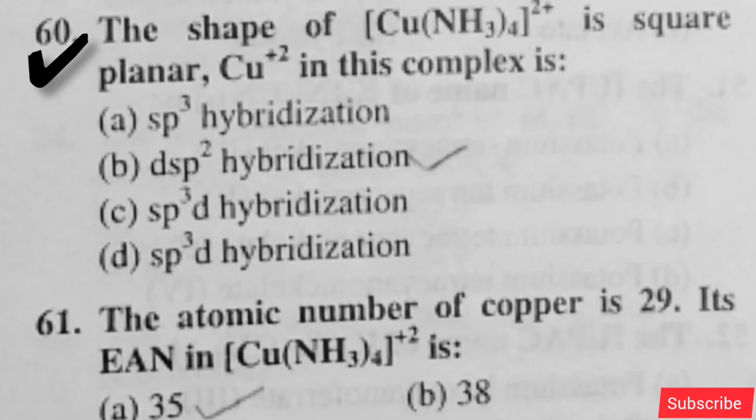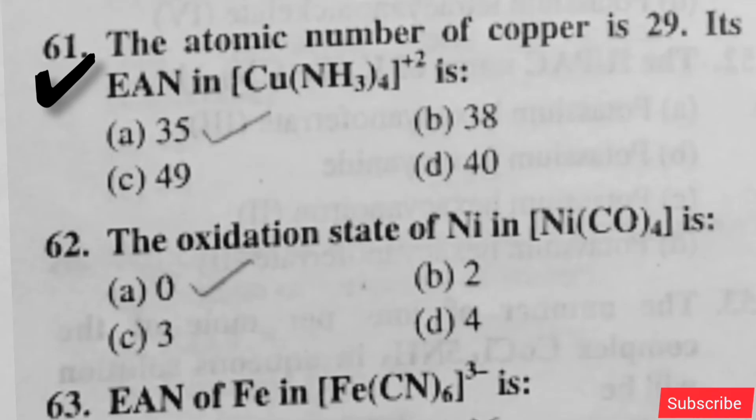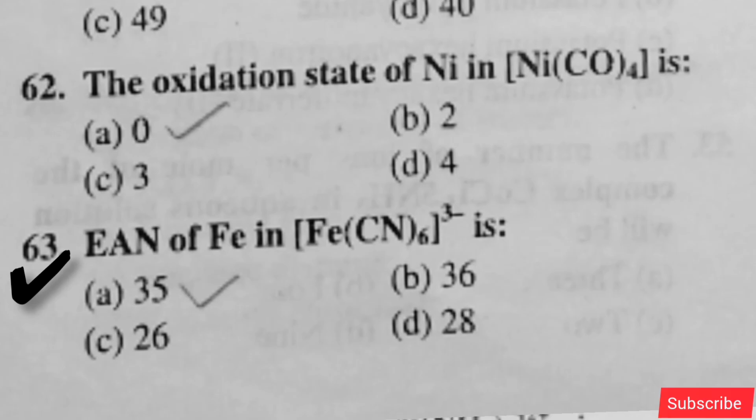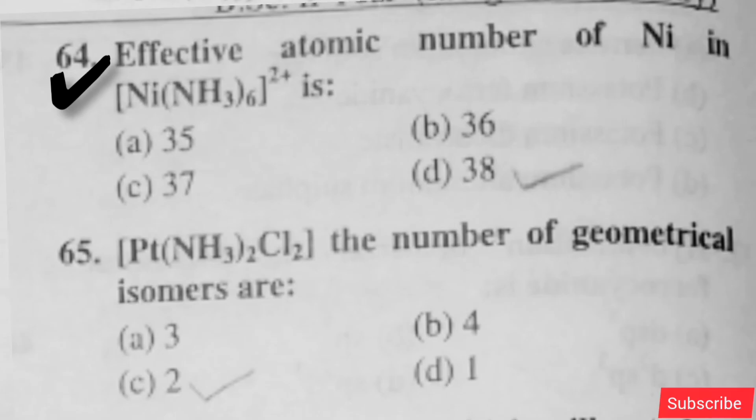Cu2+ in this complex is option B is right. The atomic number of copper is 29. Its EAN in [Cu(NH3)4]2+ is option A is right. The oxidation state of Ni in Ni(CO)4 is option A is right. EAN of Fe in [Fe(CN)6]3- is option A is right. Effective atomic number of nickel in [Ni(NH3)6]2+ is option D is right.